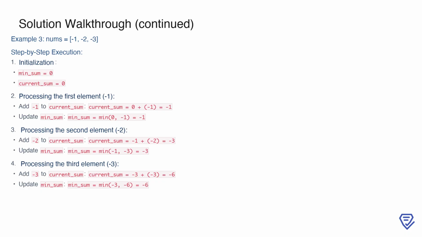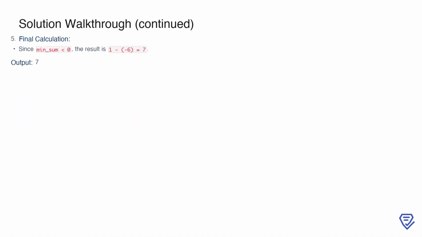Then, for the second element, -2, adding it to current_sum produces -3. Updating min_sum now yields -3 as it is smaller than -1. Finally, for the third element, -3, adding this to current_sum gives -6, and min_sum is updated to -6. This step-by-step tracking helps identify the minimum cumulative sum throughout the process.